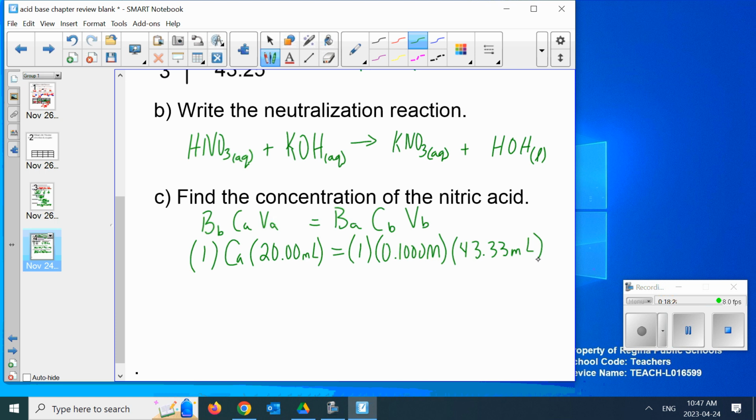Okay, so Ca, since I know what the acid is, I'm going to list that in the answer. I have 4 significant digits in everything, so my answer will be 2.167. The unit is moles per liter, and you guys got to tell me that this is the acid. Okay.